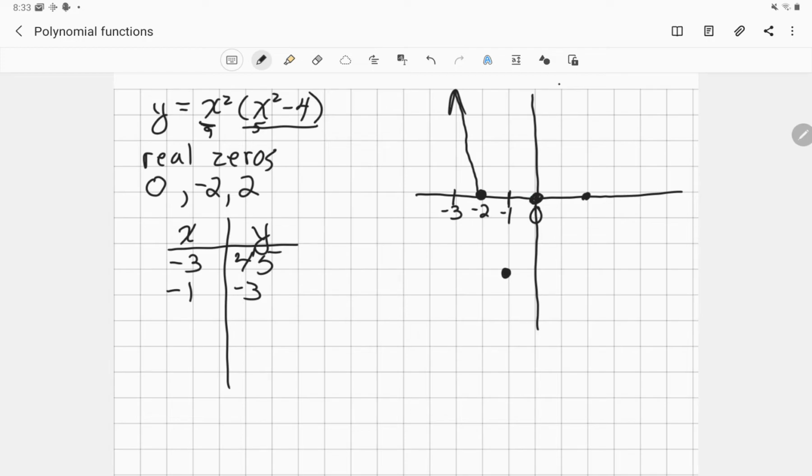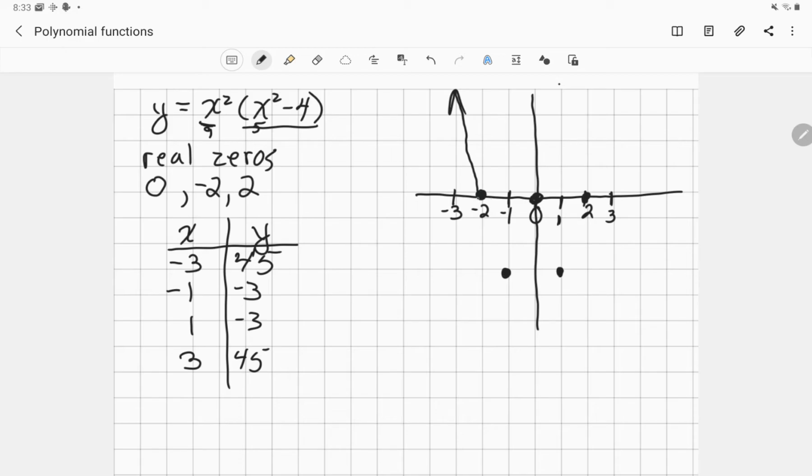0, we already know is 0, so we're not going to worry about that. Now, between this real 0 and this real 0 is the number 1, and that is exactly in the middle. So we're going to do 1. We're going to go back up to the equation, and we're going to do 1 squared times 1 squared minus 4. Turns out again, it's -3. Now again, we already know what 2 is. It's 0. So now we just need to pick a number bigger than 2, say 3. We put it back into the equation. 3 squared times 3 squared minus 4 turns out to be 45.